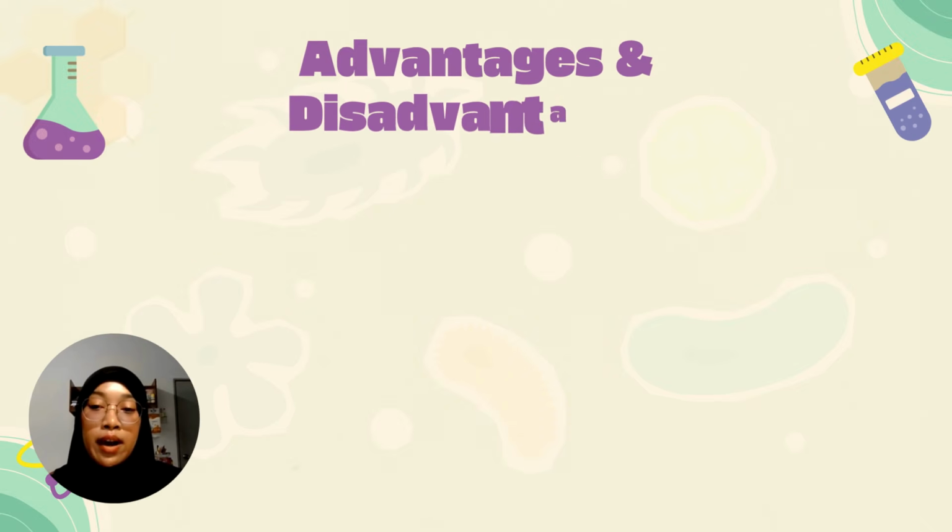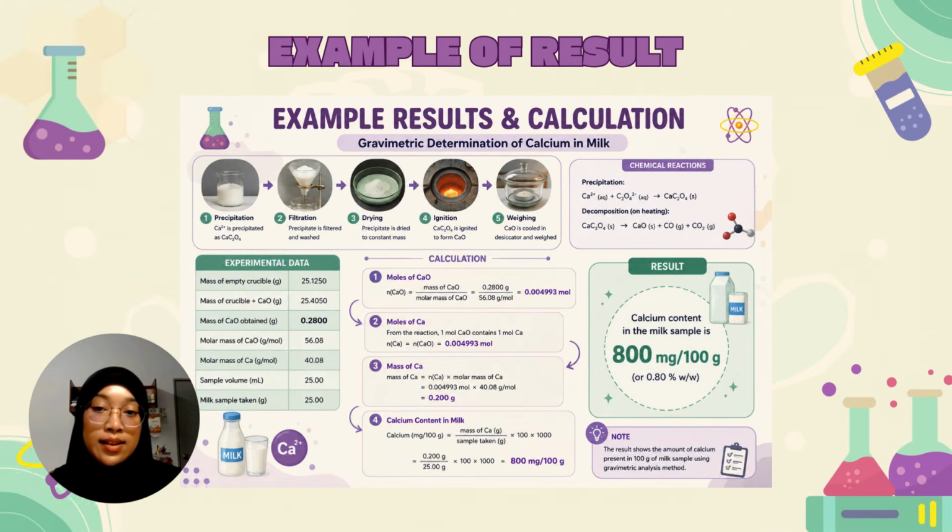Now, we move to the advantages and disadvantages of this method. As we can see, the advantages are high accuracy, low cost, high precision, and it is a reliable reference method. But unfortunately, we also have disadvantages: it can be less accurate, higher costing, limited to precipitable analytes, and also sensitive to contamination. This is an example of the result that we can use to determine the calcium content in milk.